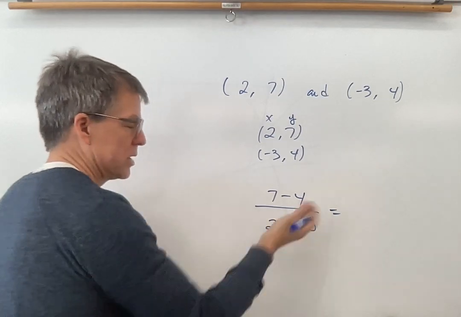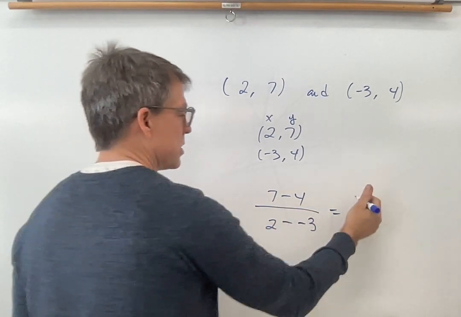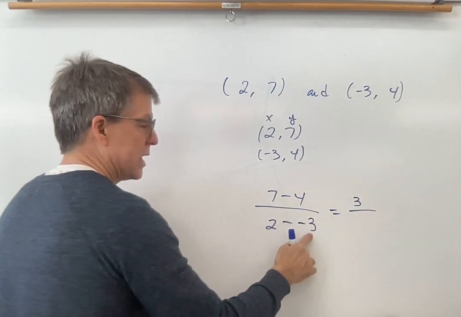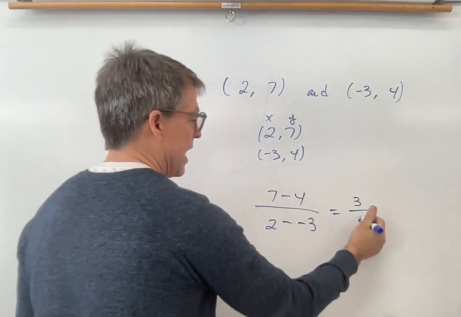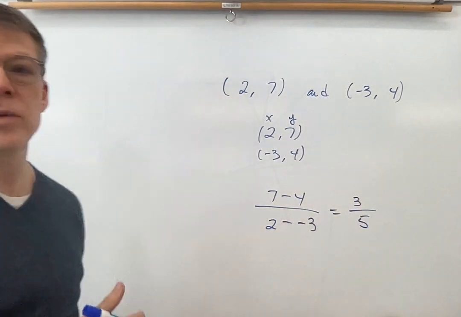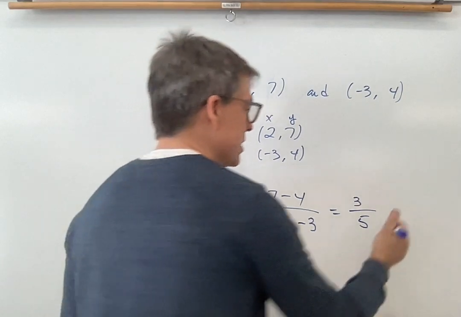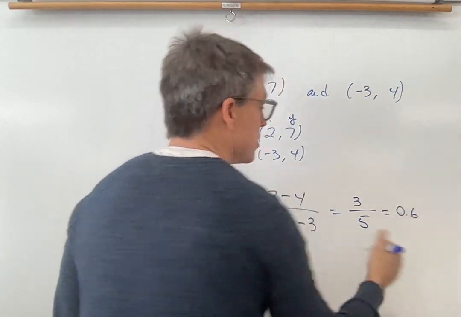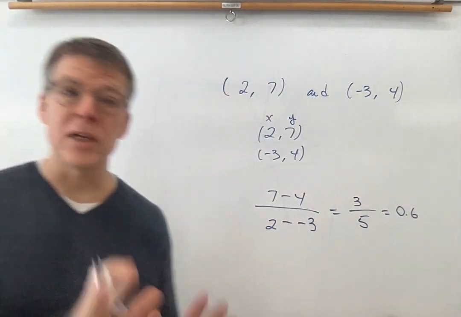I don't care. I'm just going to do it in my head. 7 minus 4 is 3. 2 minus a negative 3 is 5, okay? And I happen to know what that is as a decimal. It's 0.6. So that tells us, first of all, the slope, right?